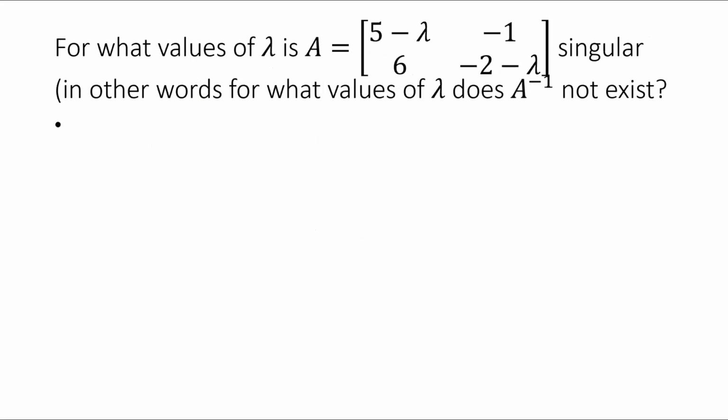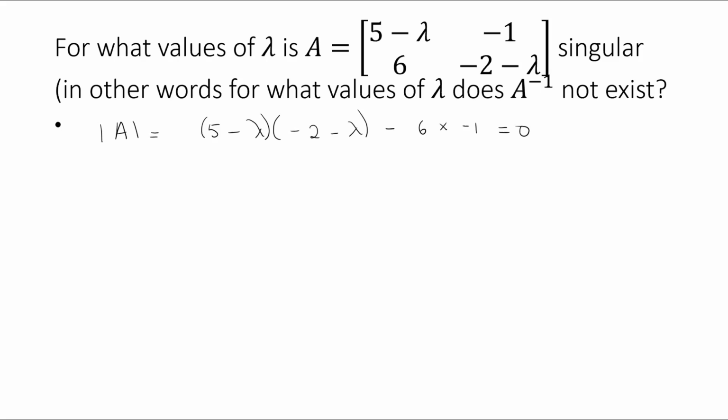The second example in this video is asking you to find the values of lambda that make the inverse not exist. In other words, that make it singular. Okay, so let's find the determinant of A. So it would be 5 minus lambda times -2 minus lambda minus 6 times -1. And we need to find out whether or not that is equal to 0. If the inverse doesn't exist, then it will be 0. And that's what we're looking for, the values of lambda that would make it 0.